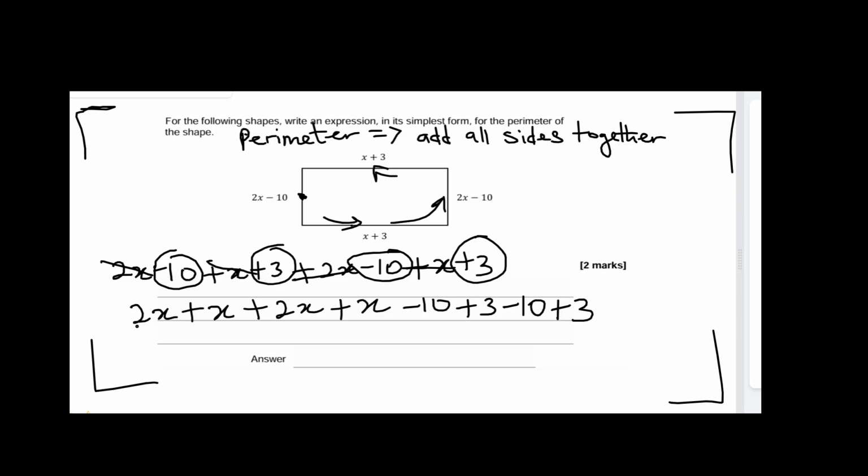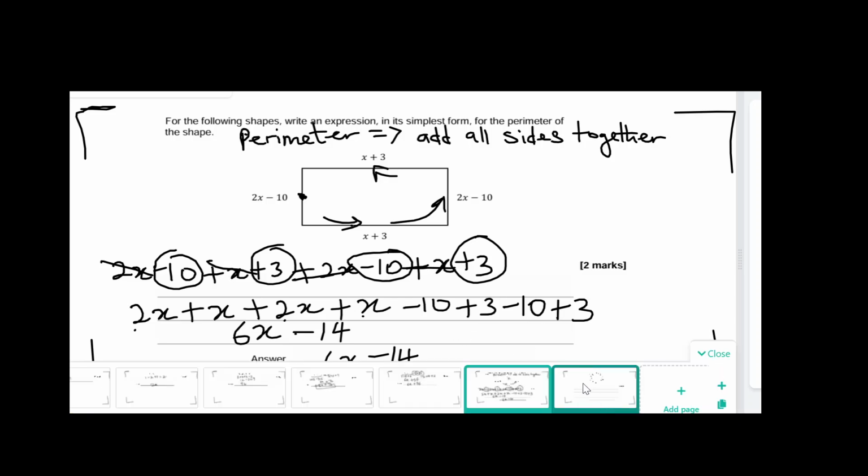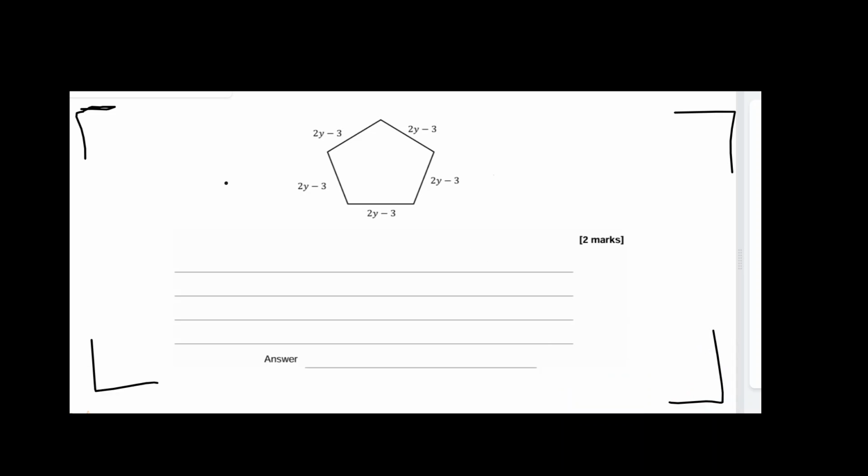So collecting like terms now, we have 2 plus 1, which is 3, plus 2, which is 5, plus 1, which is 6. So we have 6x. Then minus 10 plus 3 minus 10 plus 3. That gives us minus 20 plus 6, which is minus 14. So our final answer is 6x minus 14. These types of questions are the ones you could most likely get in maybe even foundation maths for GCSE.